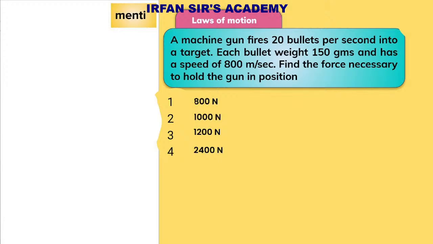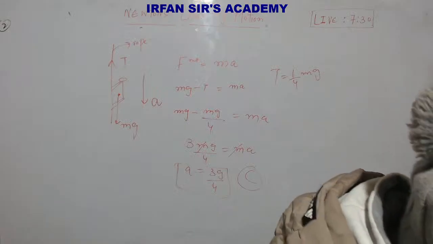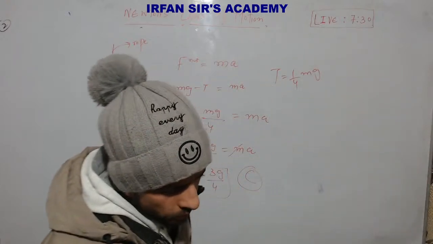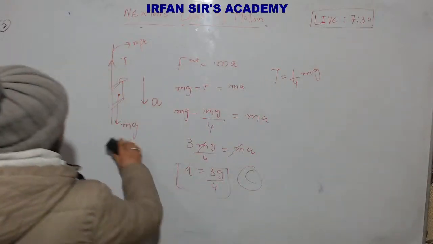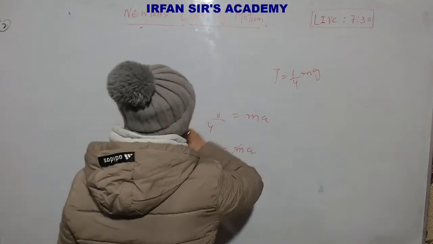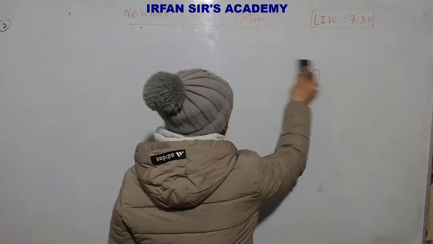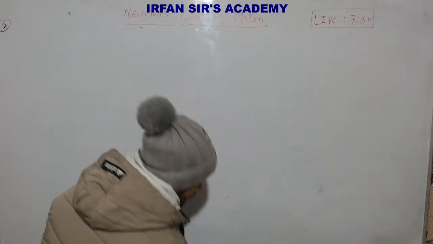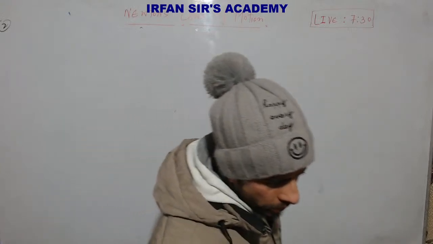Option D. Yes, option D is correct answer for you, as half of 2400. I hope everyone is doing the question. Option D is the correct answer.